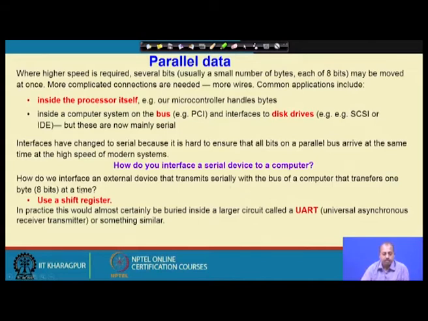How do we interface an external device that transmits serially with the bus of a computer that transfers only words of several bits? This transmission has to be via some shift register, because only with a shift register can we do a parallel to serial conversion, and we have already seen that you can use some sort of UART for doing this communication.